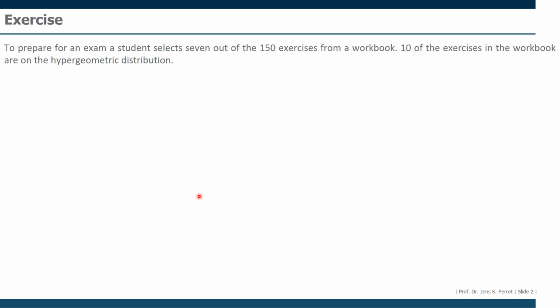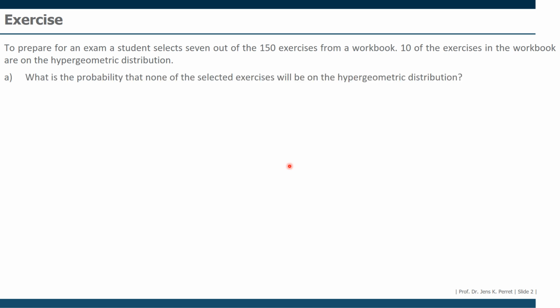Here we have: to prepare for an exam, a student selects 7 out of 150 exercises from a workbook. 10 of the exercises in the workbook are on the hypergeometric distribution. The first task we then have to solve is: what is the probability that none of the selected exercises will be on the hypergeometric distribution?